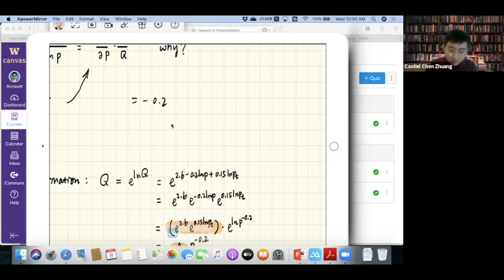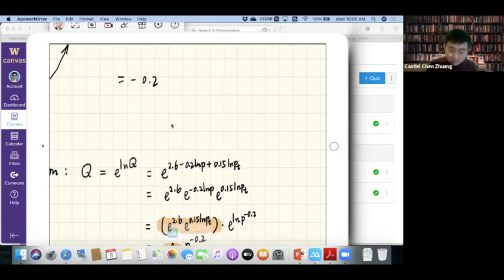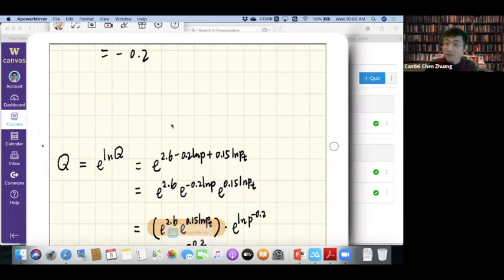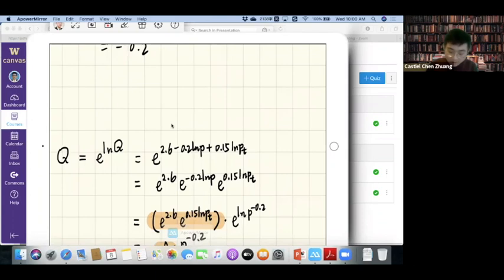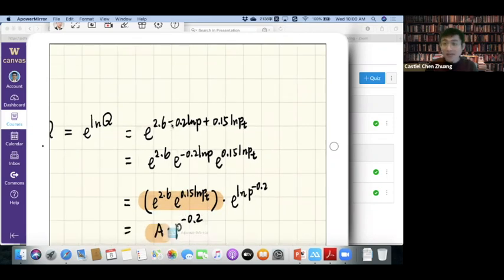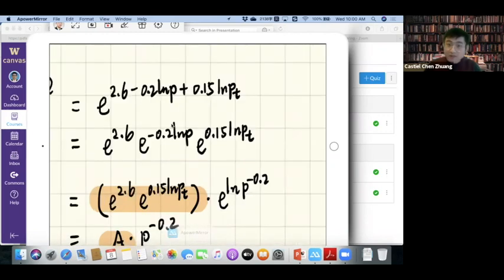And then what we can do next is some rearrangement. We can decompose this whole thing into different parts and multiply them. Then we can rearrange them. Let's put the last part and the first part together because they are constant values. So we can replace it by a constant A. And then we are left with this term in the middle. So let's put the negative 0.2 back into the natural log, and then it becomes the exponent of P.